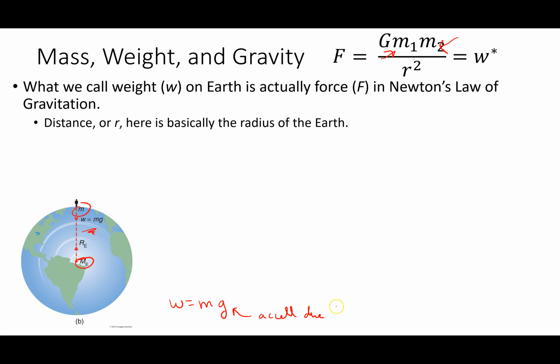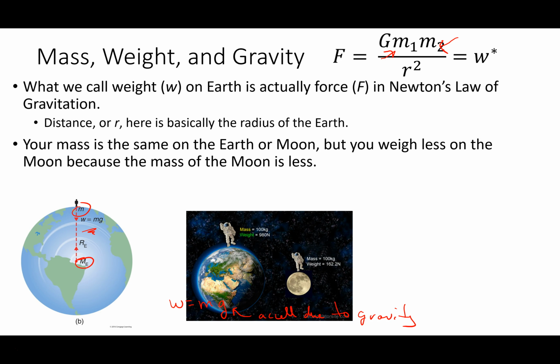Acceleration due to gravity. I can never spell acceleration. Oh my gosh, thank goodness for spell check. Thank goodness I went into a field where I don't have to worry about spelling.